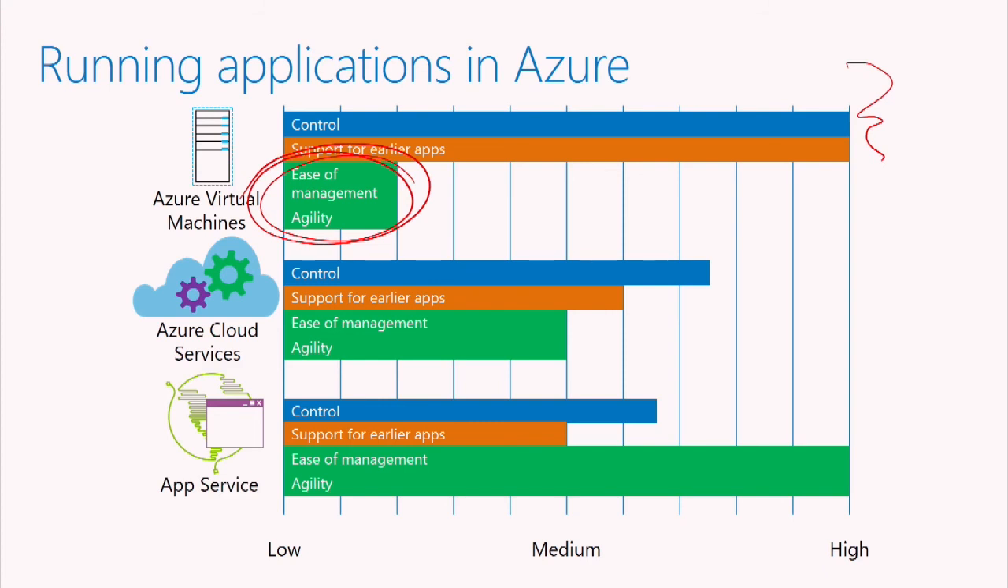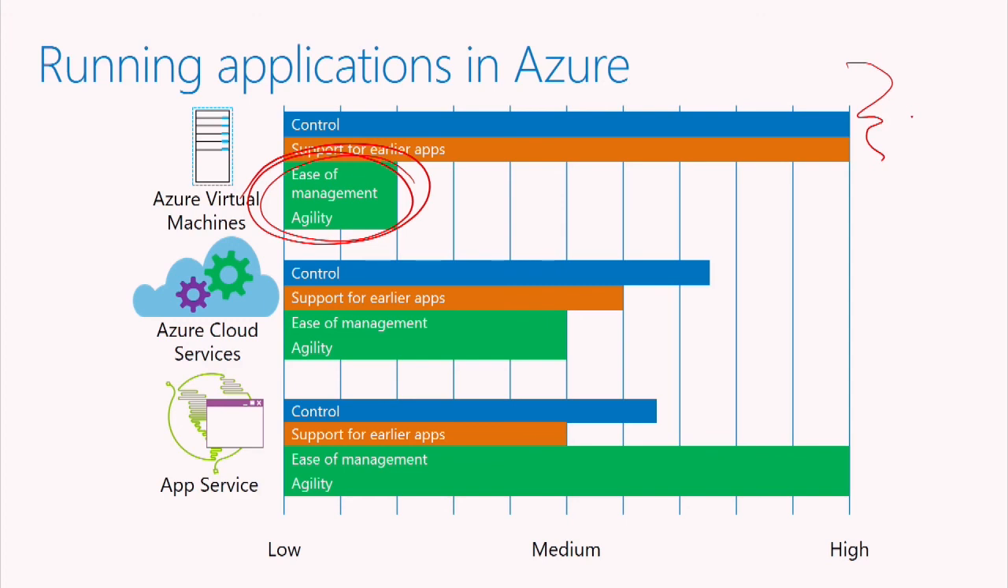So when we think about how easy it is, or the flexibility you get, there's low ease of management and low agility with virtual machines, because you have to manage the operating system. But if you can run it on an operating system such as Linux or Windows, you can run it in Azure. Cloud services give you a little more flexibility, but not all applications can run in cloud services. If you have an application that runs, for example, within IIS, you may have to make some modifications to run that, for example, in an Azure website.